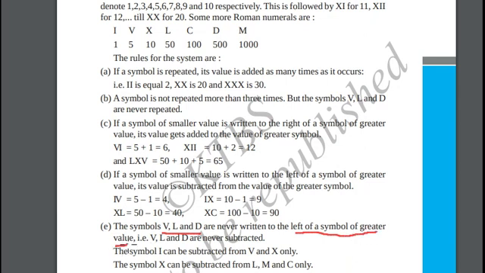The symbols V, L, D are never written to the left of a symbol of greater value. V, L, D are never subtracted. The symbol I can be subtracted from V and X only. 1 could be subtracted from 5 and 10 only. Similarly, the symbol X, that is 10, can be subtracted from L, M, C only. L for 50, M for 1000 and C for 100.